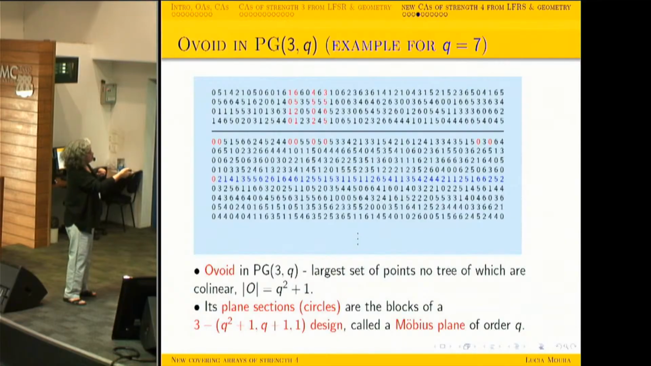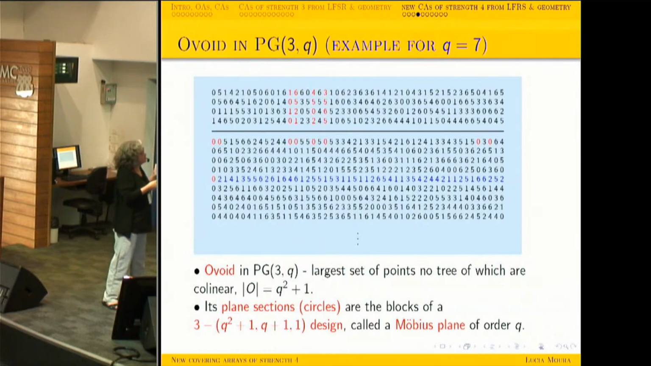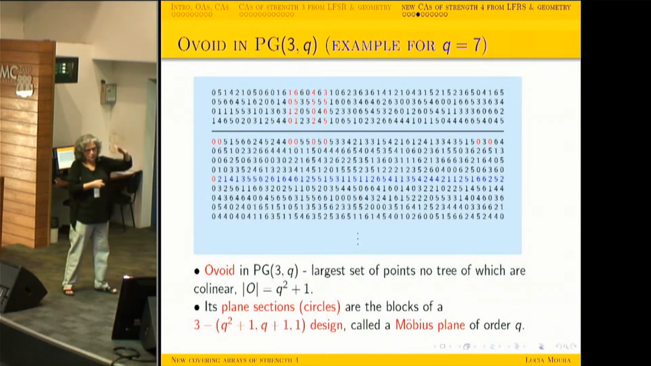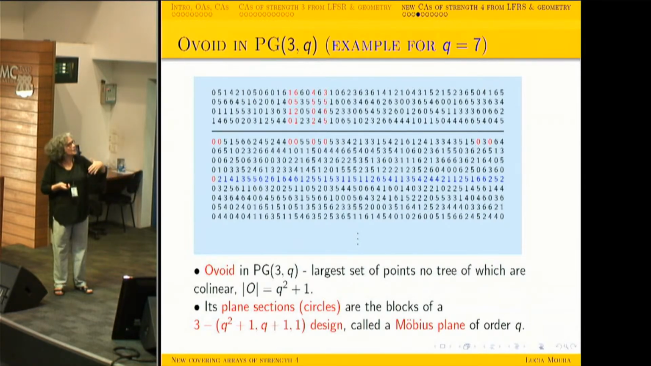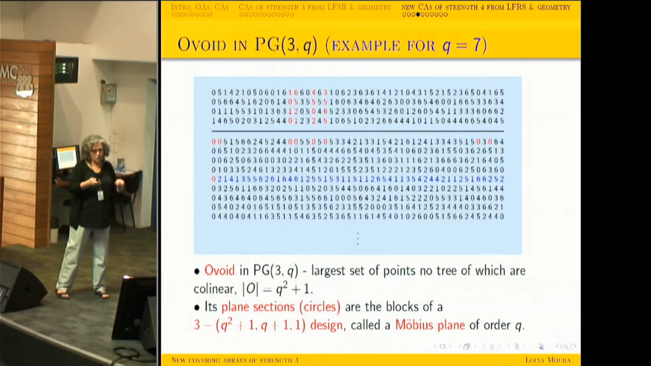And for each of these partial ovoids, the plane sections that are not those single zeros, but the ones that have q plus 1 points, intersect this ovoid and form a 3-design with these parameters, and that's called a Mobius plane. So the problematic points are together in blocks of this Mobius plane.